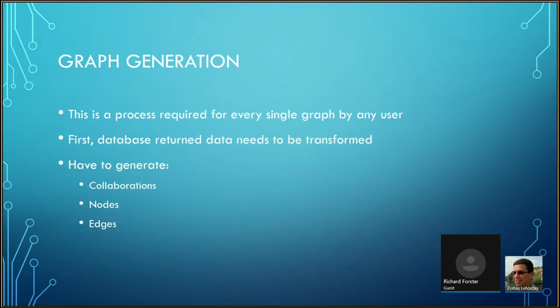So the graph generation. This is a process that we require to do for every single graph for every user. Whenever someone makes a search, we will have to get back the data from the database first, of course. But it is not enough to have the data, we also have to make some pre-processing, as we will need to have collaborations based on the data that we have received. And from there we will see what kind of nodes and edges the database has returned for us that we would like to visualize.